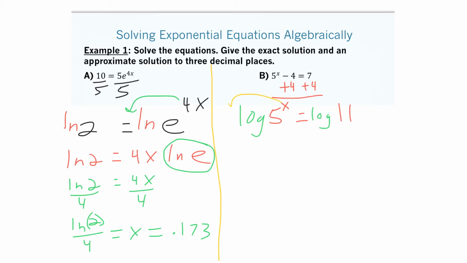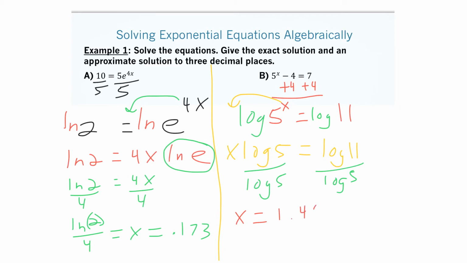Now we can move that x out front. Divide both sides by the log of 5. And when you type this in your calculator, you get x equals 1.489. The directions today say round to 3 decimal places.